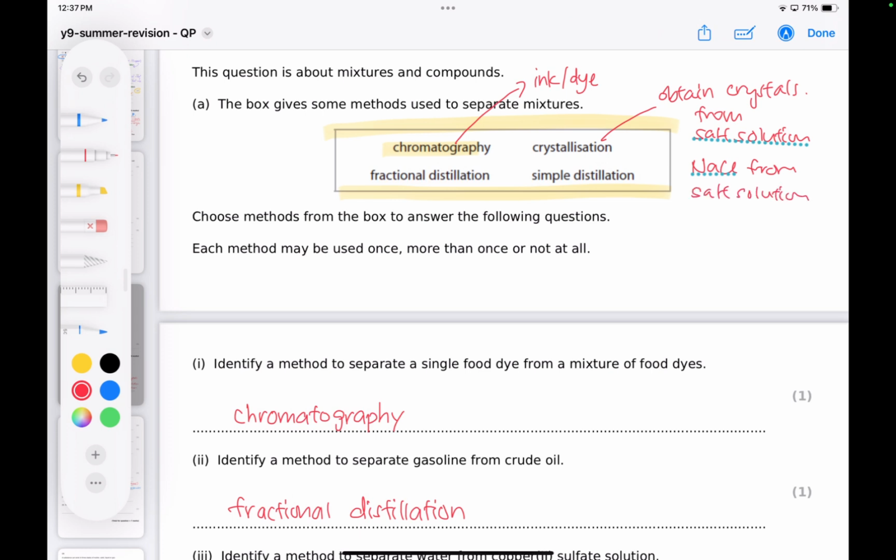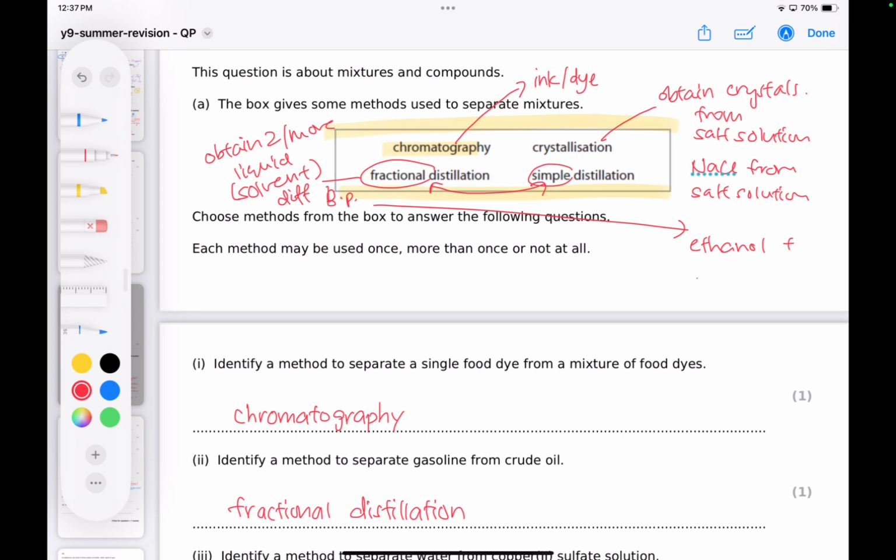Okay, and then you have the two different distillations. The main difference between simple and fractional distillation is that in fractional distillation, you want to obtain 2 or more liquids, or solvents if I can be more precise, and these 2 solvents have different boiling points. Again, a specific example would be a mixture of ethanol and water, because pure ethanol boils at 78 degrees Celsius, whereas pure water boils at 100 degrees Celsius. Okay, so with that, let's look into the question.